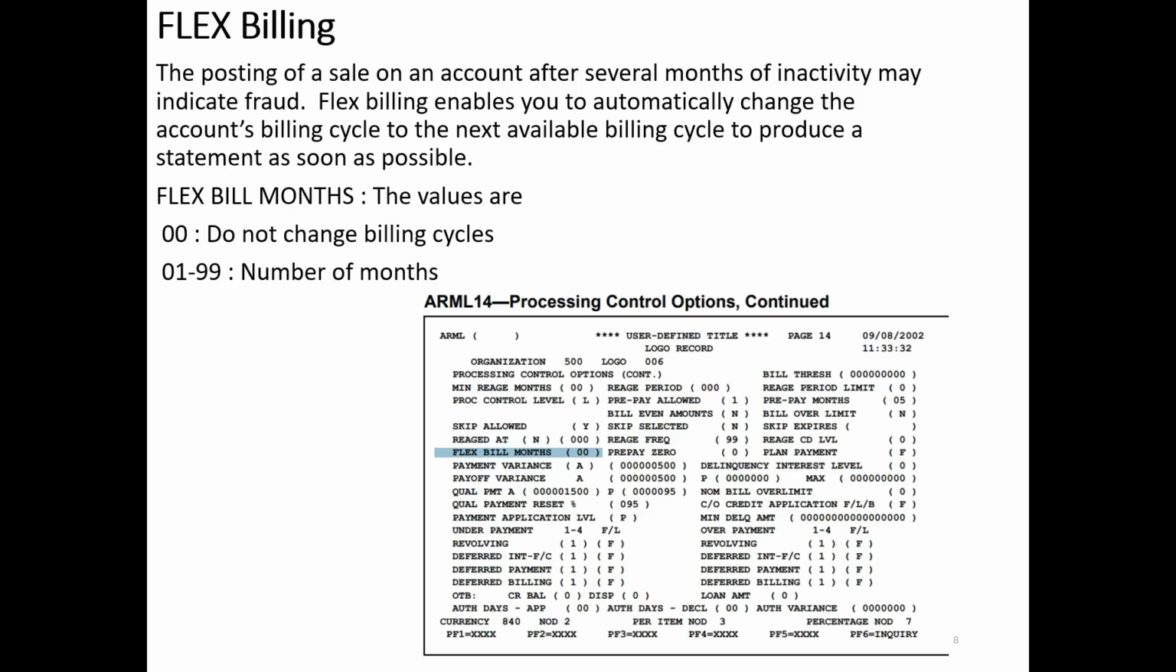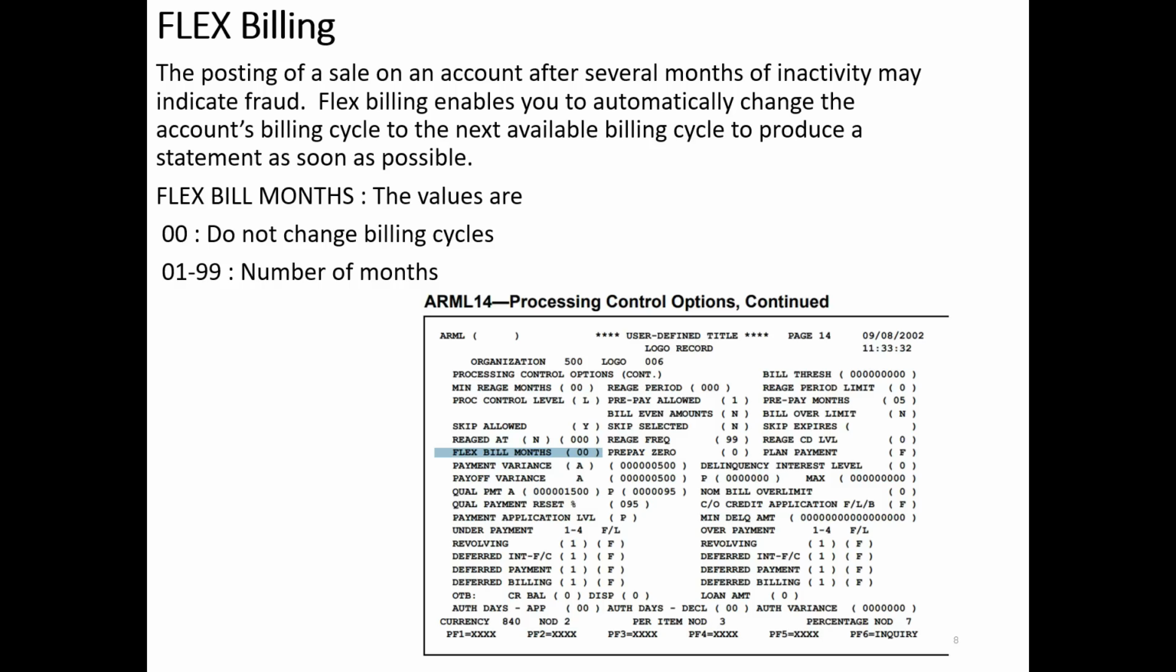Suppose the account has not been used for 4 or 5 months, and then all of a sudden the customer does a transaction. The system identifies, okay, why has the account been inactive for 4 or 5 months, and then a transaction suddenly happened? Sometimes the system identifies it as fraud and changes the billing cycle to the next available cycle so that it generates the statement immediately.